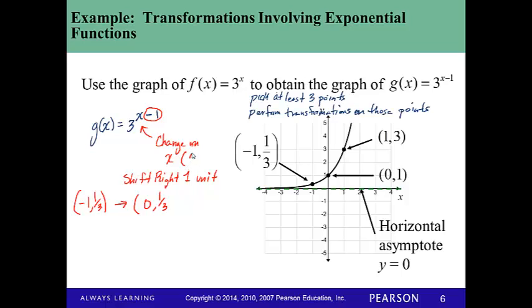Let's put it this way: add 1. Basically, do the complete opposite. And -1 plus 1, well, that's 0. And you keep the y coordinate the same. And then 0, comma 1 becomes 1, comma 1. 1, comma 3 will become 2, comma 3.